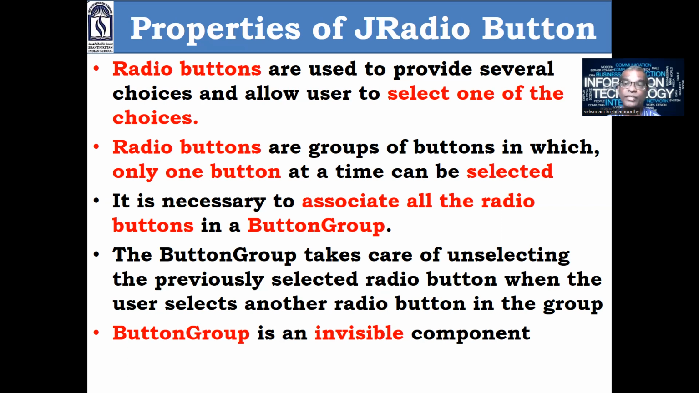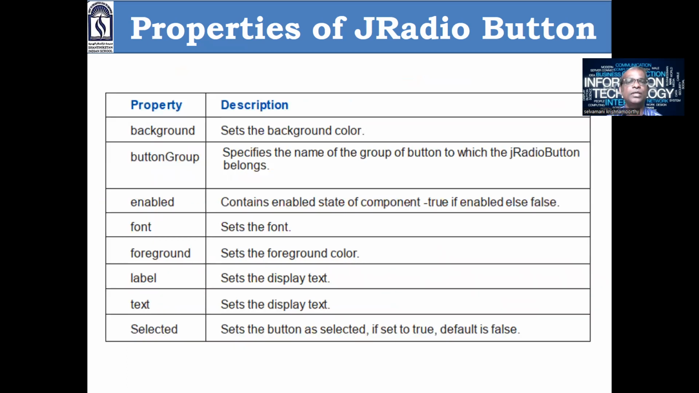A radio button is a visible component that will be visible, but a button group is an invisible component. It works, but it will not display on the form. Button group is an invisible component, that you must understand. So these are the properties of the radio button. Very simple, whatever we studied in previous lessons. Same thing, background: the background color of the button.